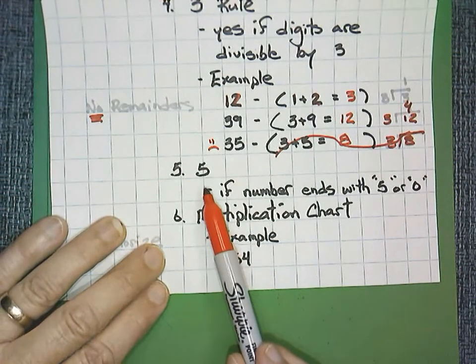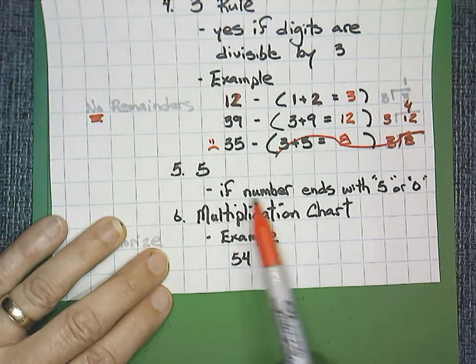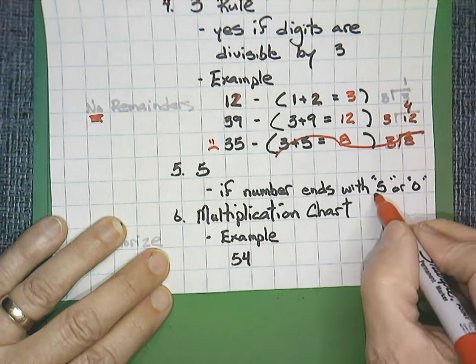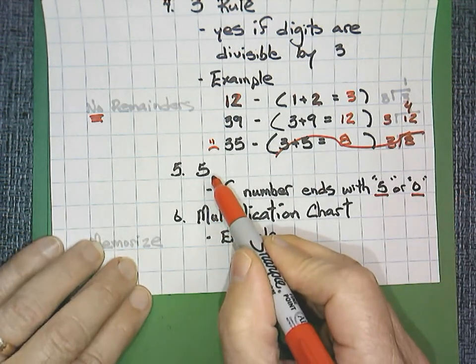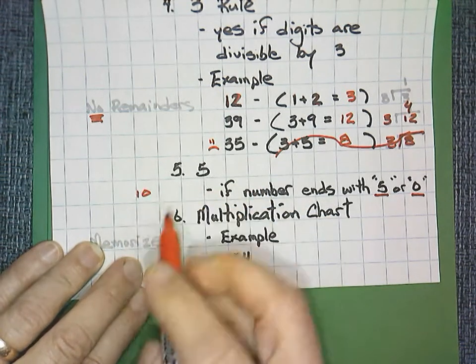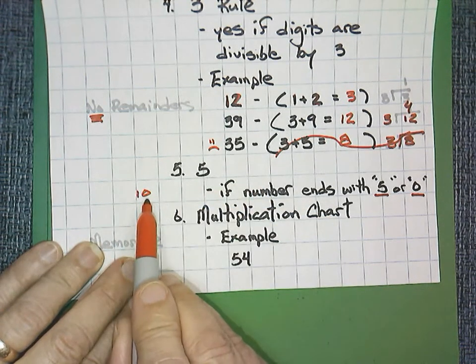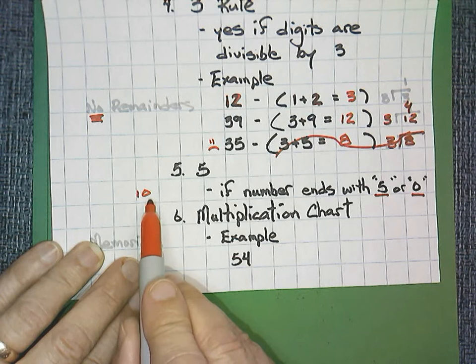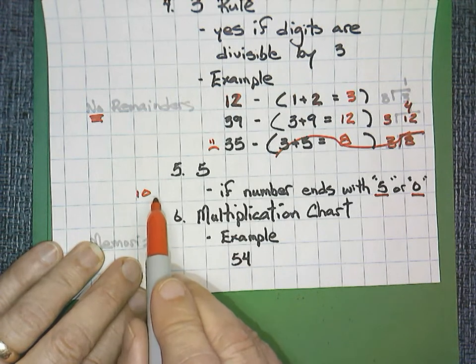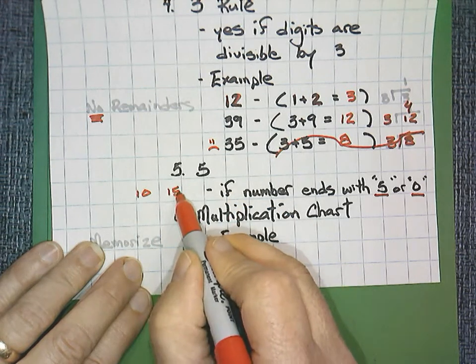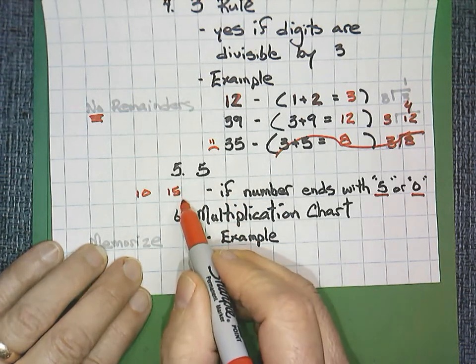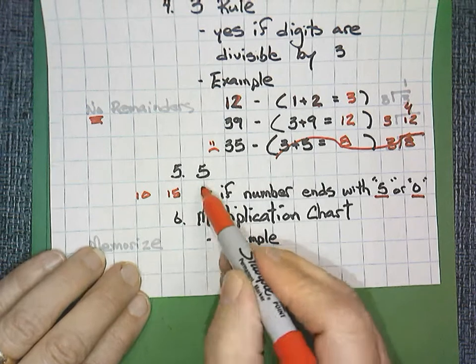And then quickly, 5, if a number ends with 5 or 0, 5 will be a factor. For example, 10 ends with a 0, so it will have a factor of 5. In fact, that would be 2 times 5. Or think of, say, 15. A 15 ends with a 5, and it will have a factor of 5.